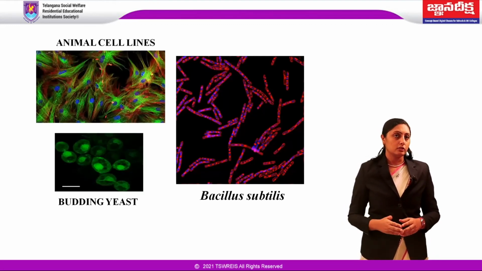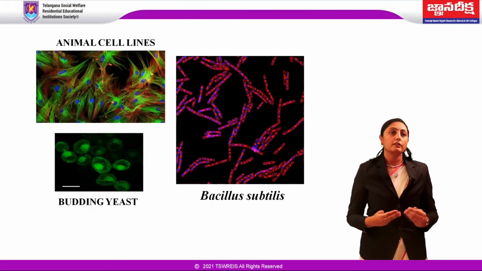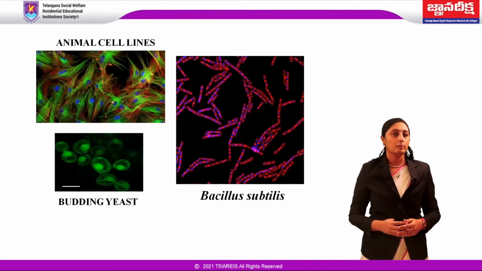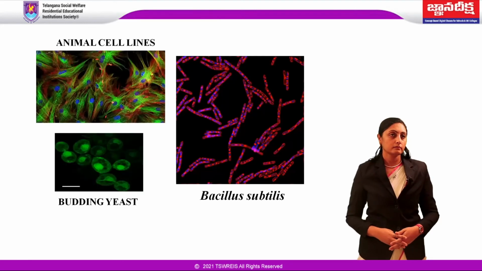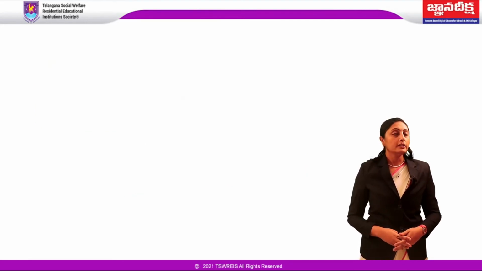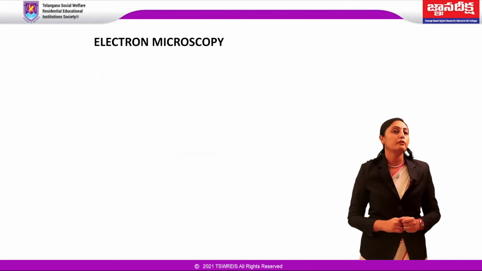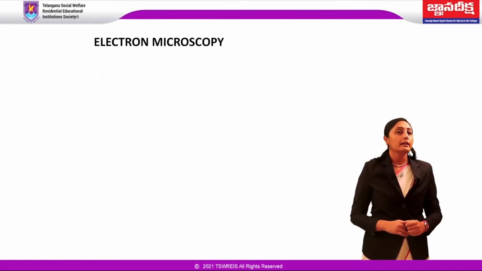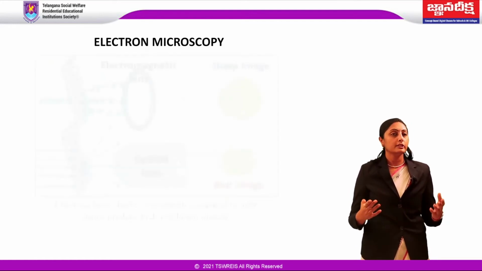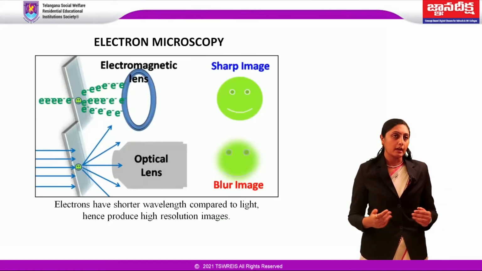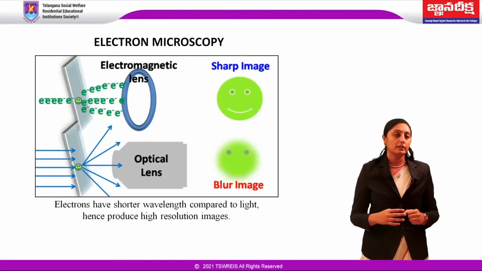Here are a few images of cells stained with different fluorochromes and as observed under a fluorescence microscope. The invention of electron microscopes revolutionized the field of microscopy and helped overcome the limitations of the light microscope. An electron microscope uses accelerated electrons as a source of illumination.